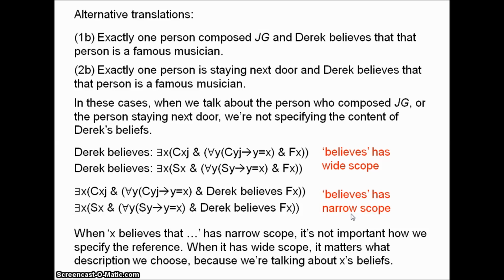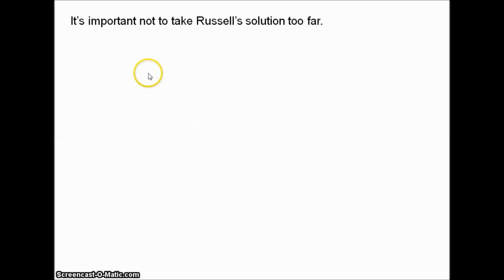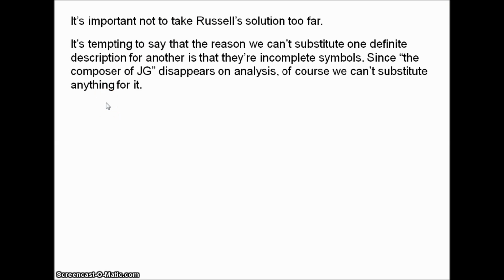It's because we kind of confuse these different scopes. Okay, now I just want to note, with regard to the problems of identity and of substitutivity in opaque contexts, it's important not to take Russell's solution too far. It can be tempting to say that the reason we can't substitute one definite description for another is that definite descriptions are incomplete symbols. So since the composer of Joe's Garage disappears under analysis, we of course can't substitute anything for it, because it's an incomplete symbol. It disappears on analysis, so it's not really there, as it were.